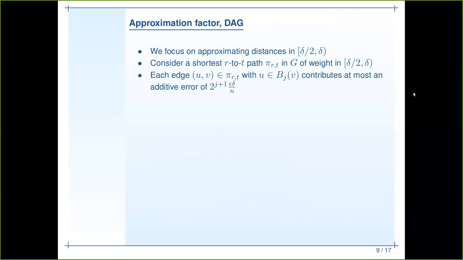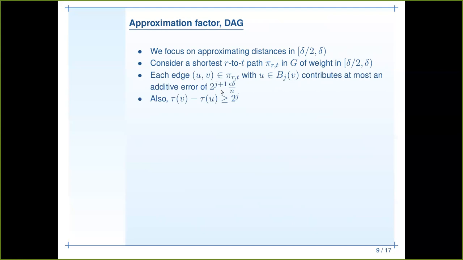Now the question is, what approximation factor do we get? So let's only focus on approximating distances in this range here. And consider a shortest path from R to some vertex T, let's call it pi R, T, with weight in this range here. Okay, so each edge u, v on this shortest path, where u belongs to Bj of v, gives at most an additive error of this number here. That's what we argued from before. This is the I minus 1 term we had earlier. But notice also that the topological order difference between v and u must be greater than or equal to 2 to the j, because u belongs to Bj of v.